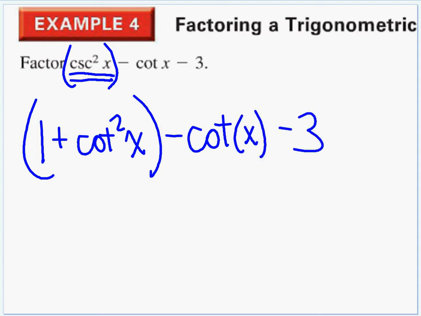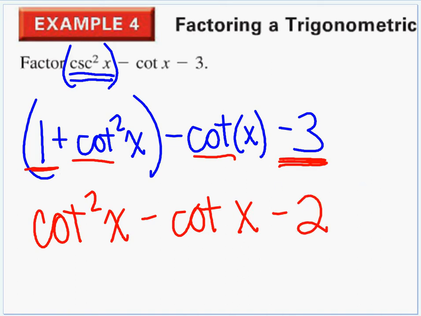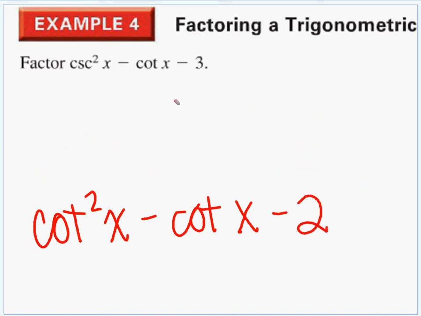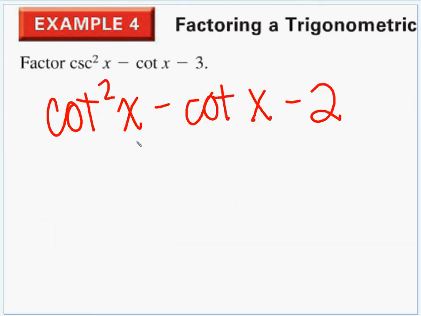Now everything is in terms of cotangent, so we can factor after we combine our constants. So here's cotangent squared x minus cotangent x. We got a minus 3 and a plus 1, so that's a minus 2. All right, time to actually factor it now, like we saw in the last video.